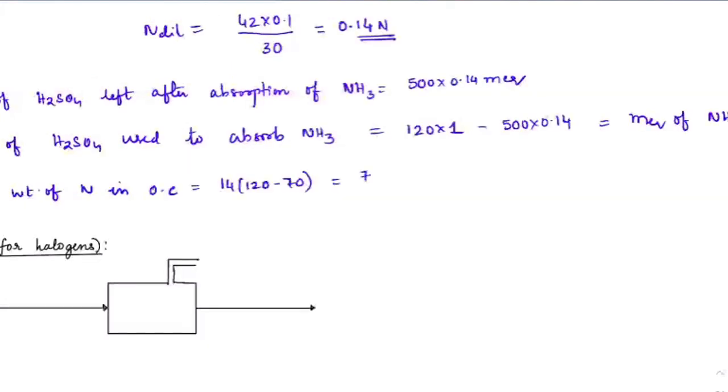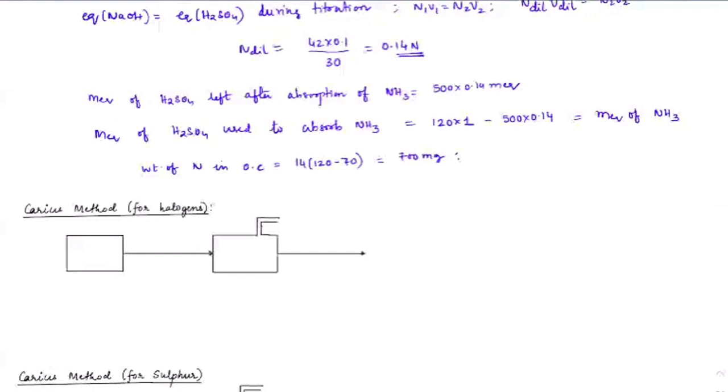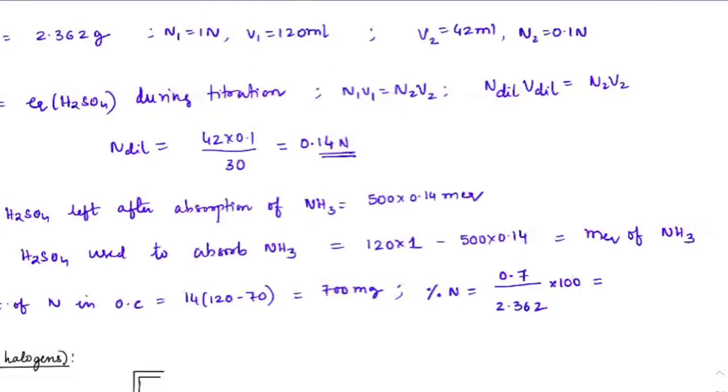That is coming out approximately 700 milligrams. I hope all of you are able to get that. So once you get that, now I'll know the percentage nitrogen, which will be 0.7 in grams divided by 2.362, which is the weight of organic compound. So I'm putting that multiplied by 100. Now we check out how much you are getting. 0.7, so approximately I think 29%. This is the actual amount, 29.63%.